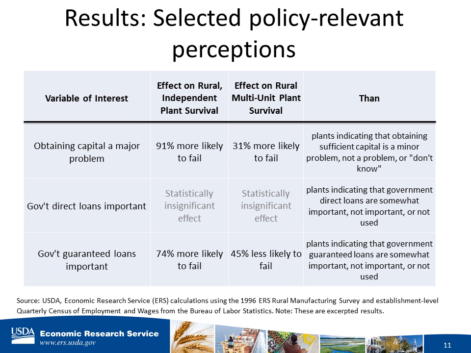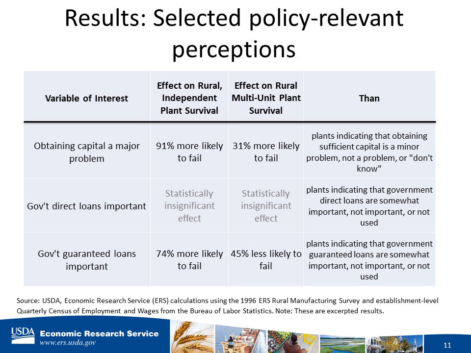Okay, so again, some selected results. We find that plants that indicated obtaining financial capital was a major problem were 29% more likely to fail than plants indicating it was a minor problem or not a problem, and that's for the rural independent plants. The effect was larger for the rural multi-unit plants, 31% more likely to fail. Now again, like I just said, these aren't necessarily causal. Plants that are having trouble getting access to financial capital, maybe there's a reason they're having trouble getting access, and that's tied to their failure. We don't really know, but this is an interesting result that there was a high correlation between the perception that obtaining capital was a major problem and subsequent failure.